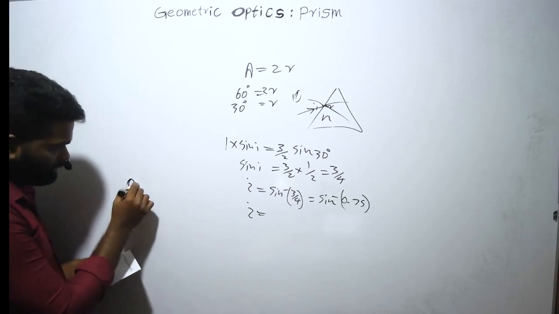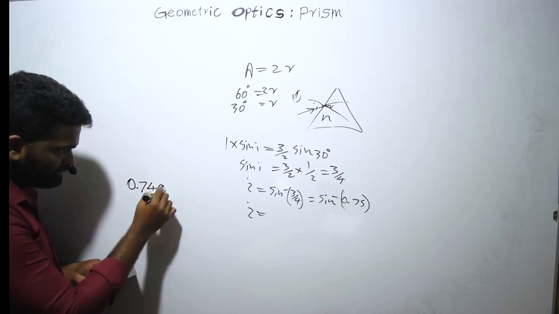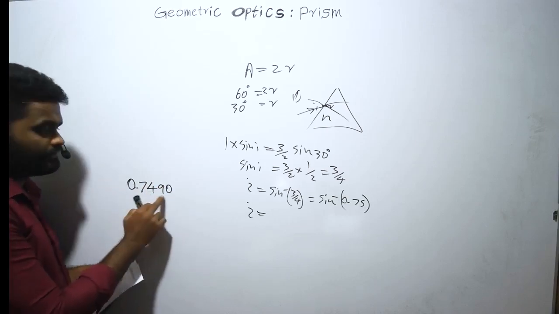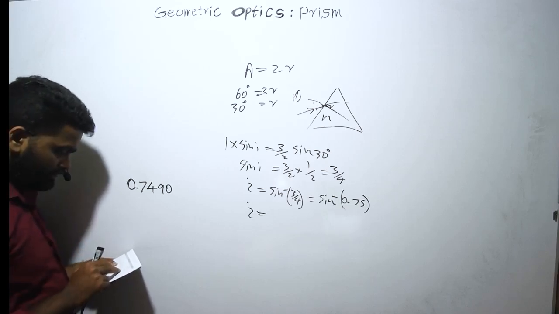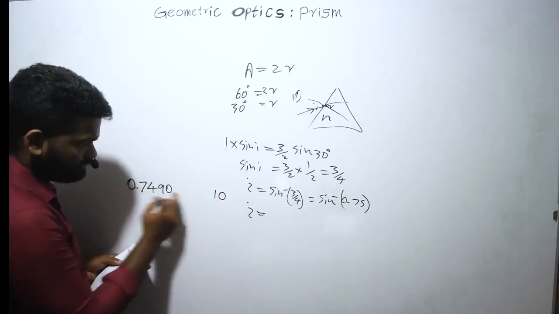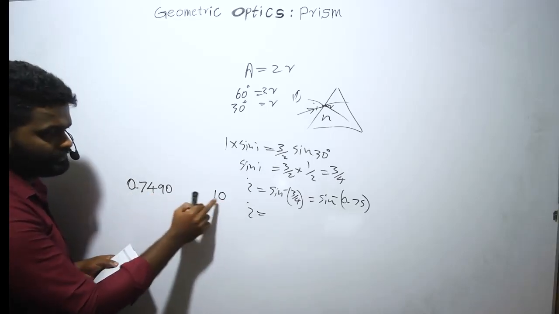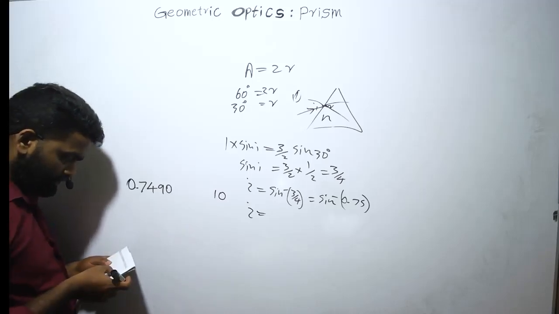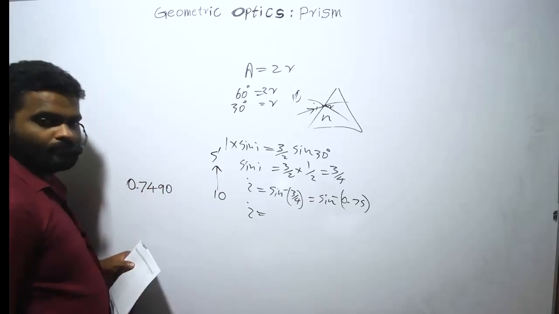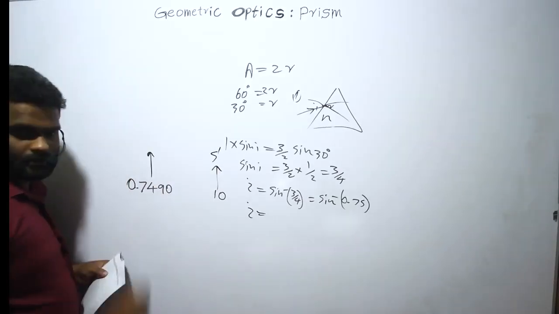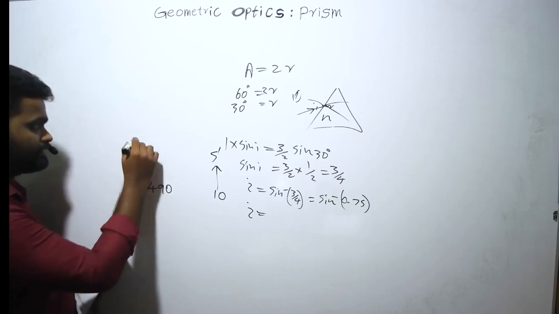What we have is 0.7499, 7490. We need 10 more, right? In order to make it 0.75, you need 10. So above 10, there is 5 minutes. Above this one, 7490, there's 30 minutes.